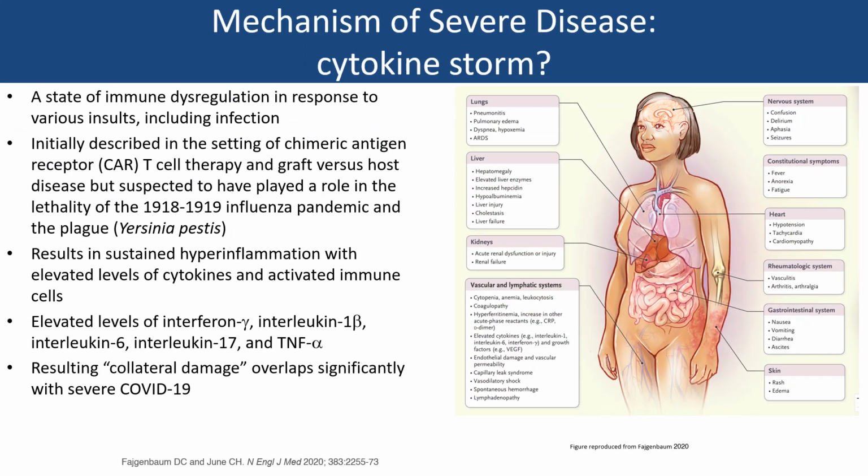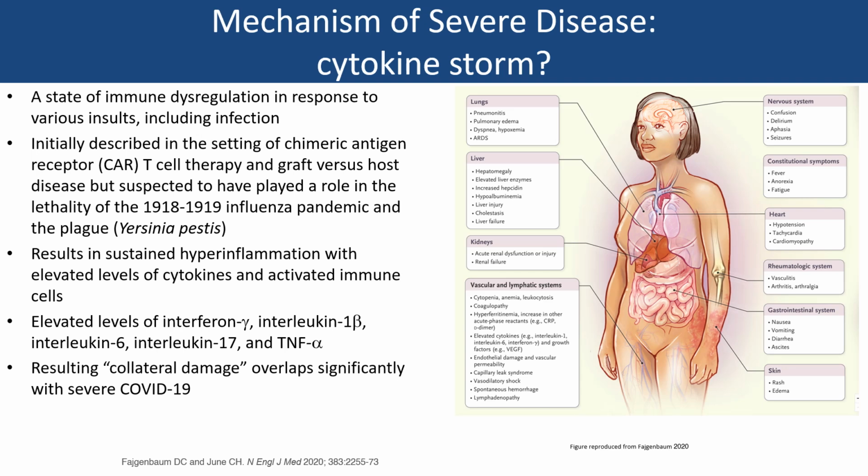The proposed mechanism for severe COVID-19 is thought to be what is called a cytokine storm. This is a state of immune dysregulation in response to various insults, including infection. It was initially described in the setting of chimeric antigen receptor T-cell therapy used in the treatment of cancer, but it's thought to have played a role in the high lethality of the 1918 to 1919 influenza pandemic and in previous plagues caused by Yersinia pestis.